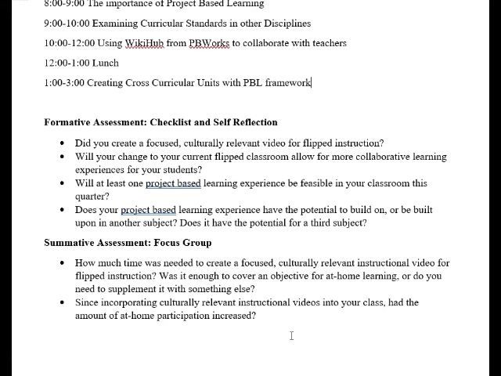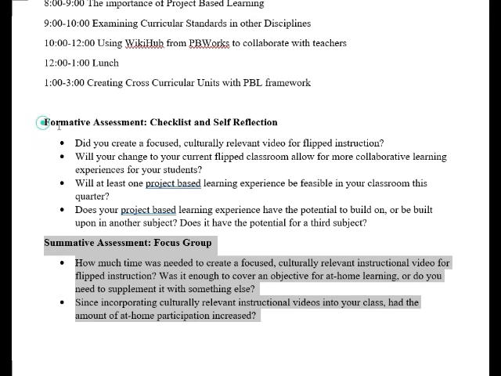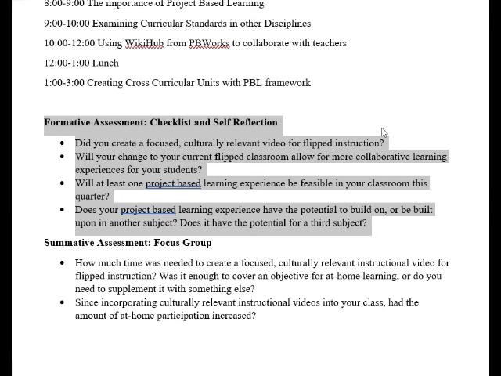The second portion would be, since incorporating culturally relevant instructional videos into your class, did that participation piece improve with what we're doing here? So this would be something that was done a little bit further down the road, whereas the formative assessment would take place after the workshop concluded.